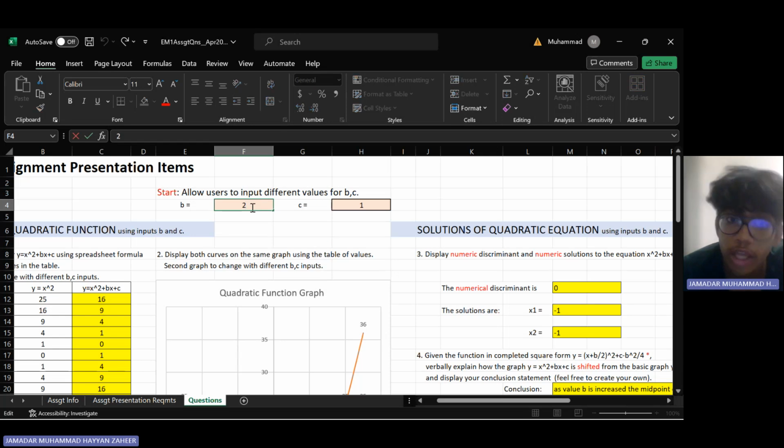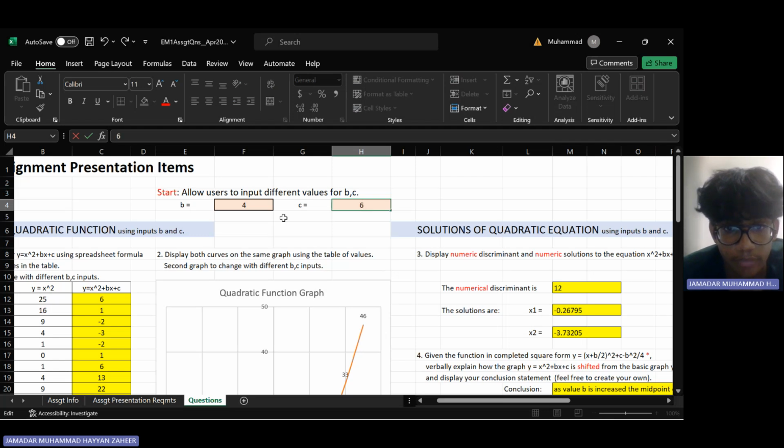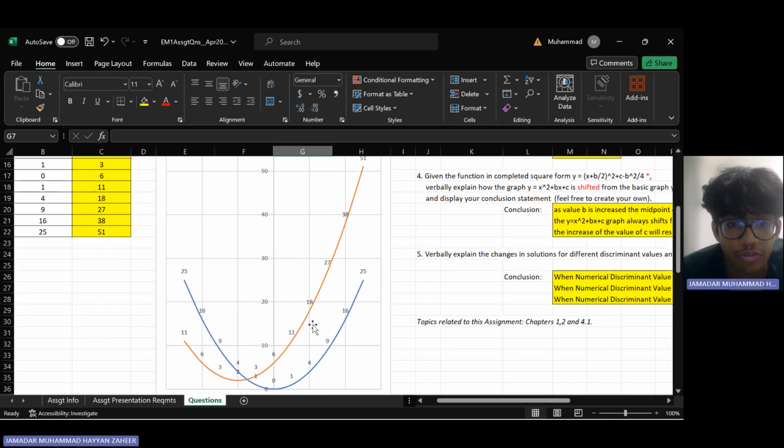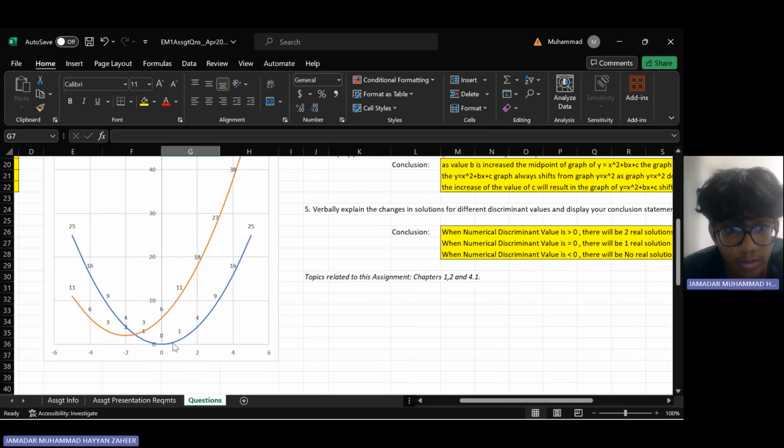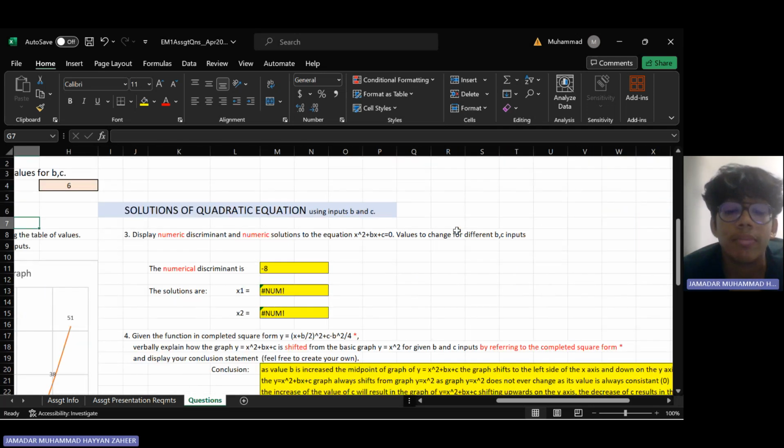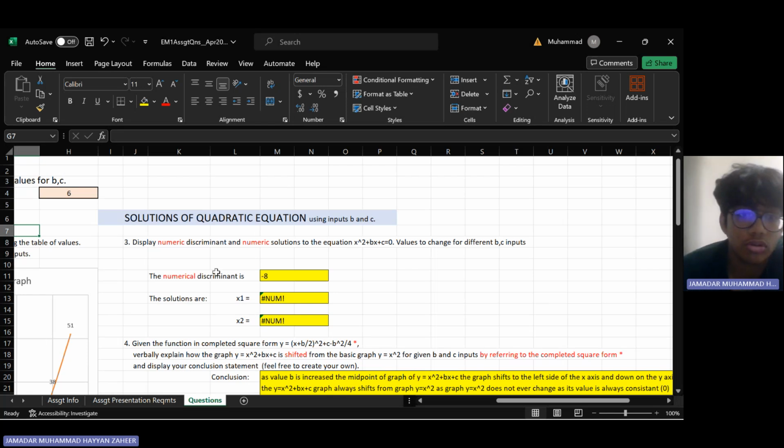Confirm. So we had 2 and 1. Now we will move it up to 4 and 3, or 4 and 6, actually. Look, the graph shifts. There's a shift in the graph. There's a big change in the graph. However, this one remains unchanged. Okay, let's continue on. Let's go to question number 3.